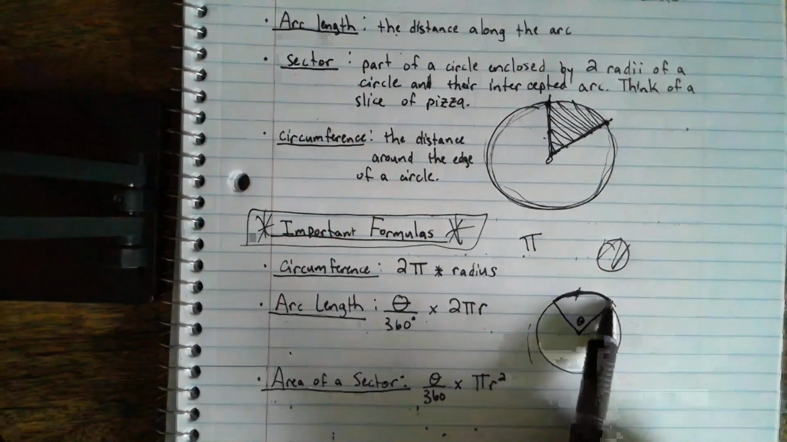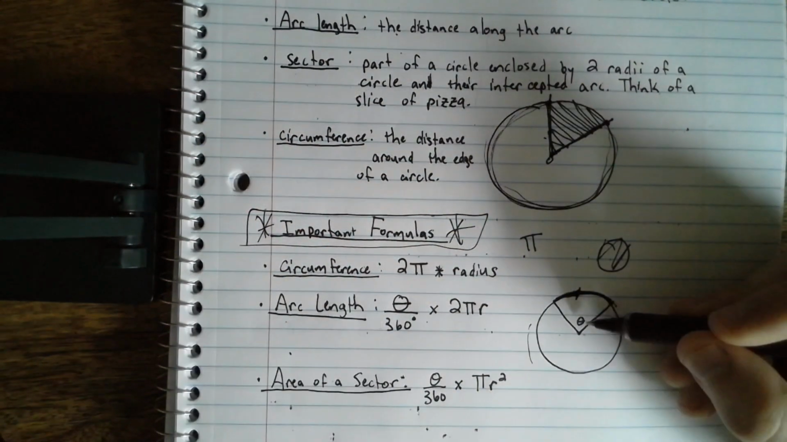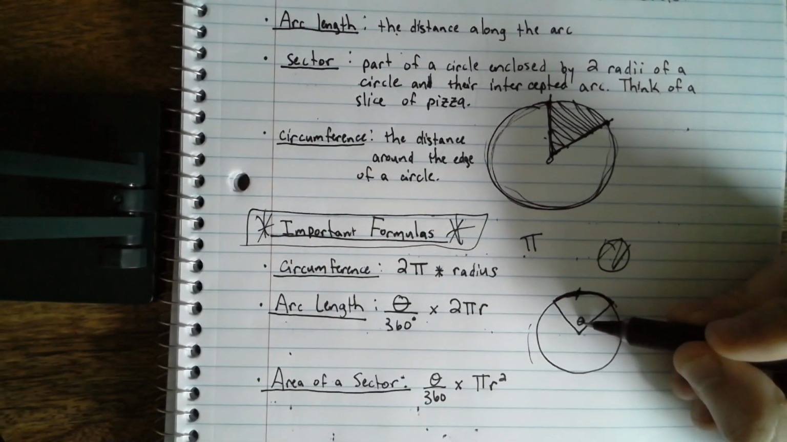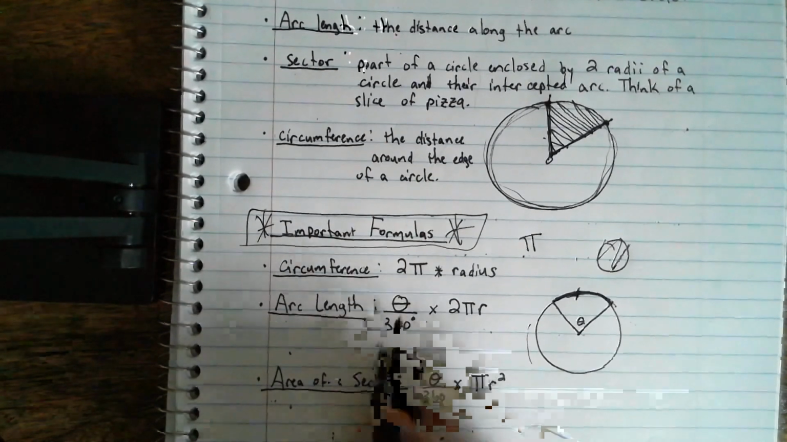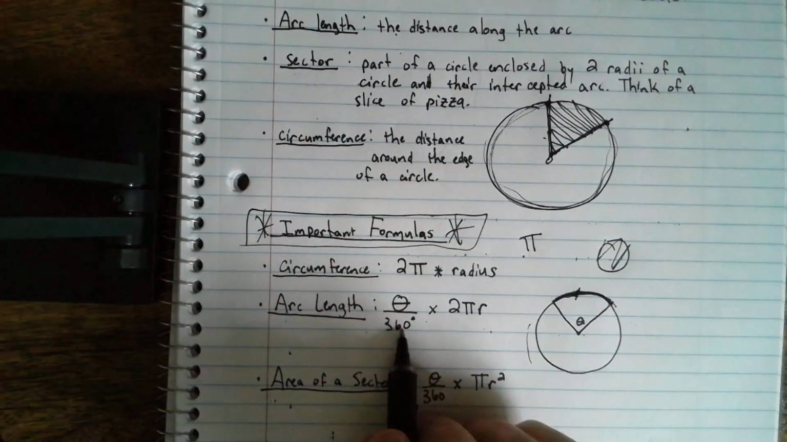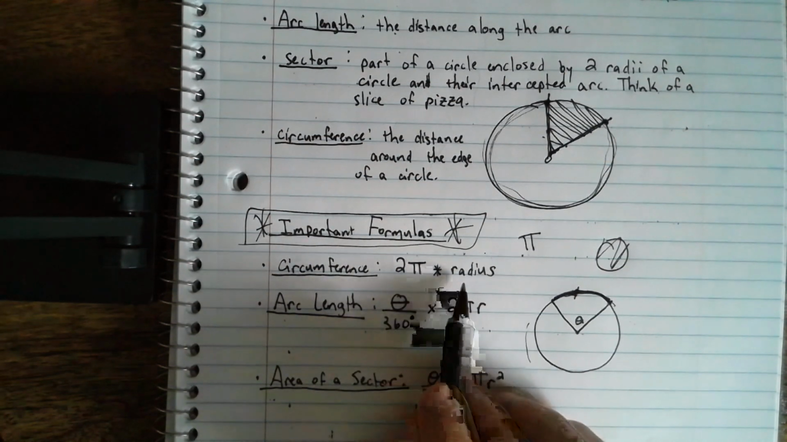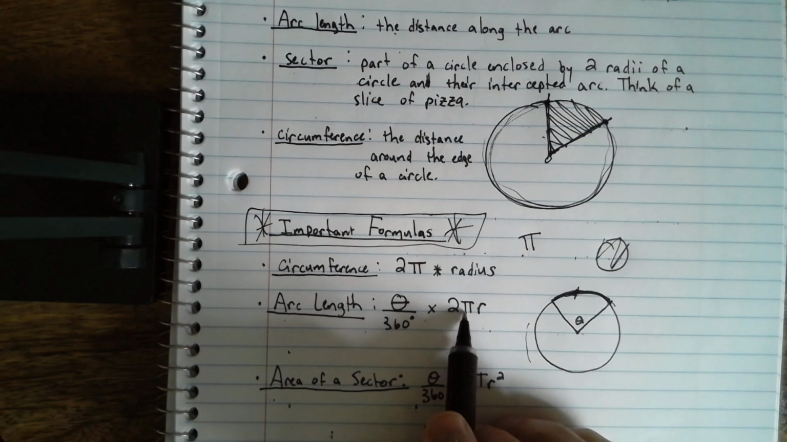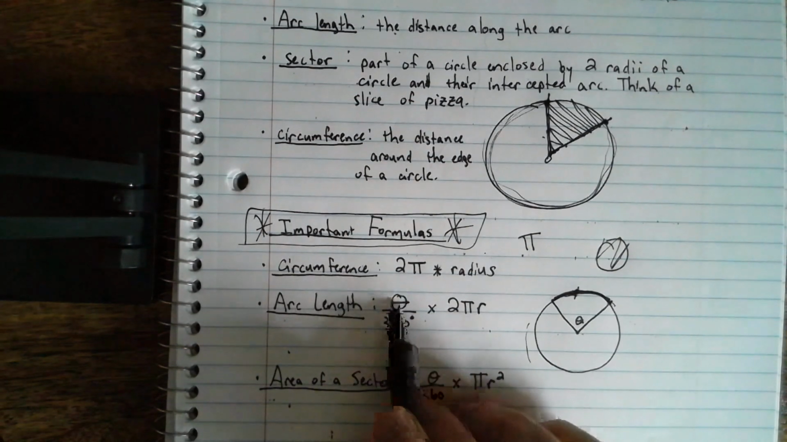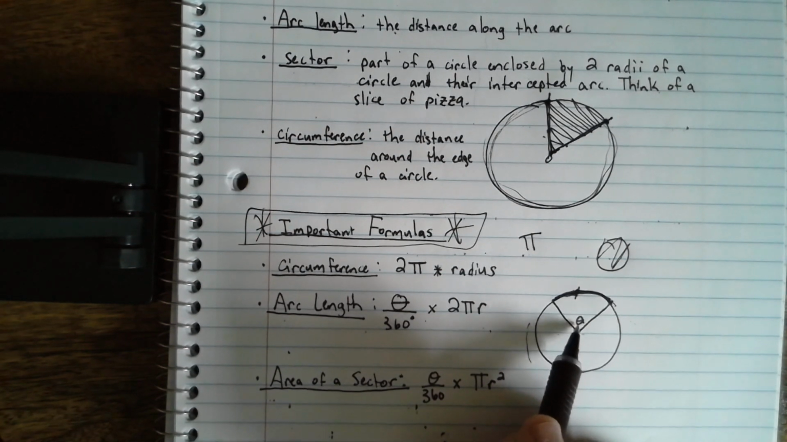To calculate the arc length, you're going to do theta over 360, where theta is my central angle. So before we do an example, theta over 360 times my circumference. The circumference is 2 pi times the radius, 2 pi r. The arc length is theta over 360, where theta is this angle.